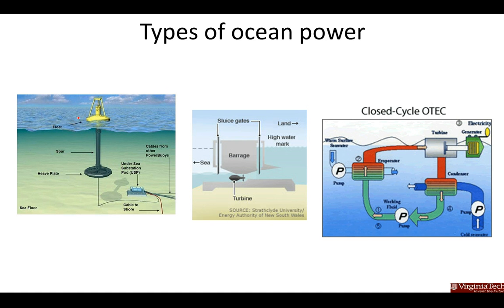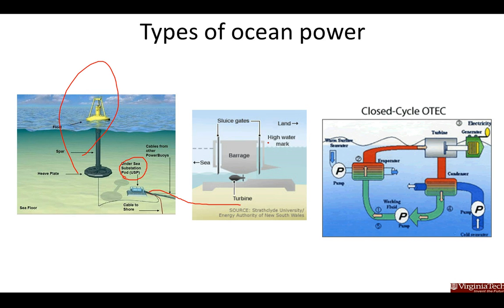So, types of ocean power. This is a buoy method. There's a float with a heavy plate on the bottom. When it rotates, it generates current. There's an undersea substation pod, and then the cable carries the power back.